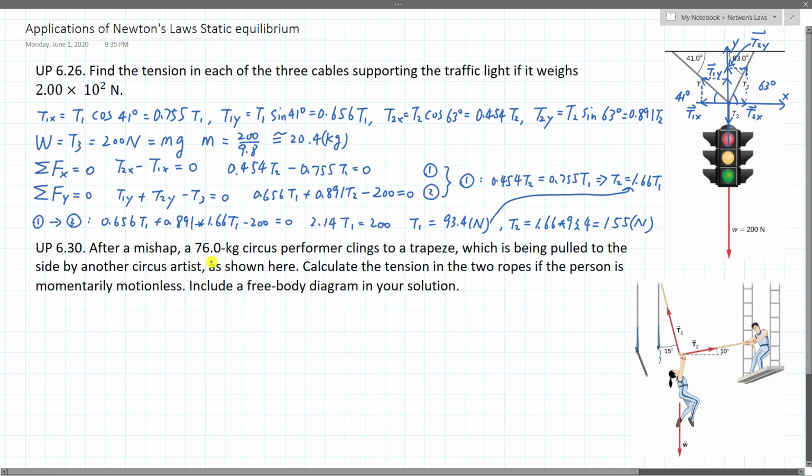We're given a mass. Okay, so just like over here for the traffic light, we didn't get the mass, we got the whole weight. So now we have the mass. We have to calculate the weight, which is mass times gravity. It's not that hard. And the angles have changed. And this angle 10 degrees is with the horizontal, just like the 63 degrees with the horizontal. But this 15 degrees is not really with horizontal, it's with vertical. So the angle that we were actually using is going to be the complementary angle to the 15 degrees, right? So it's 75 degrees. All right.